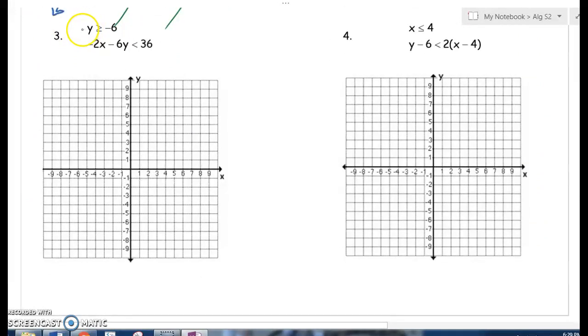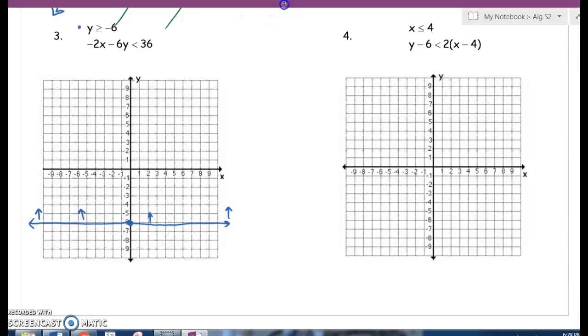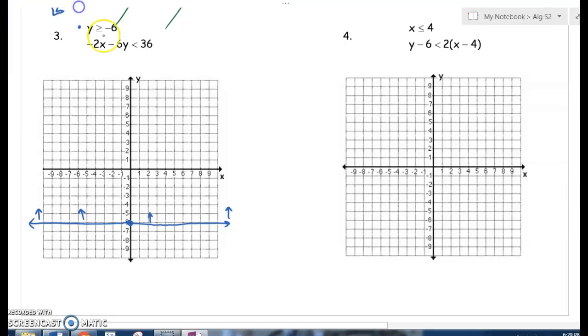All right, so for number 3, you've got y is greater than or equal to -6. Anytime you've got y by itself, that's going to be a horizontal line. You find -6 on the y-axis. It's greater than or equal to, which means that it is a solid line. And it's greater than, so that means you're going to shade above. Now you can shade lightly above, or you can just draw little arrows. That's what I'm going to do. And then you have the other line.